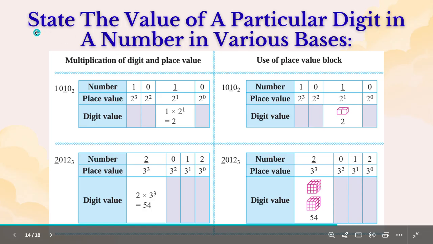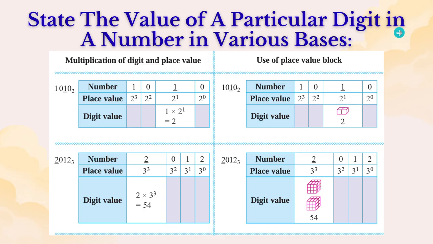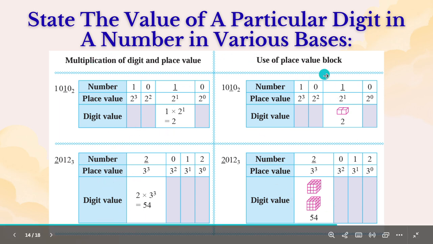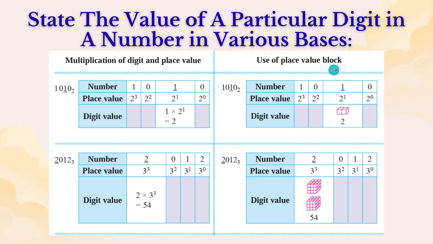Next, we need to state the value of a particular digit in a number in various places. So we need to know how to state the value of a particular digit so that we can turn to the next subtopic. There are two methods here: multiplication of digit and place value, and use of place value blocks. The left hand side is about the calculation. The right hand side is about the visualization, so that you can count easily.